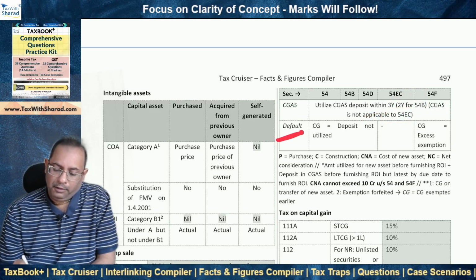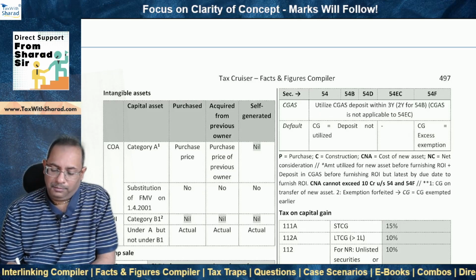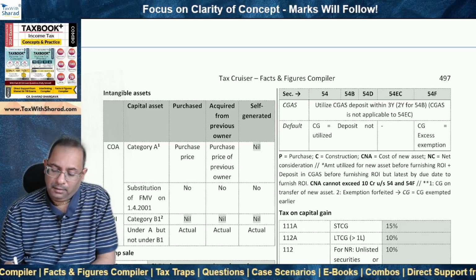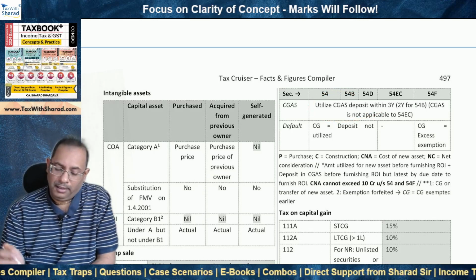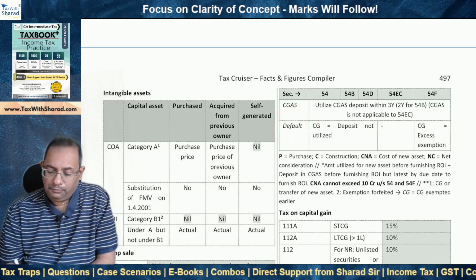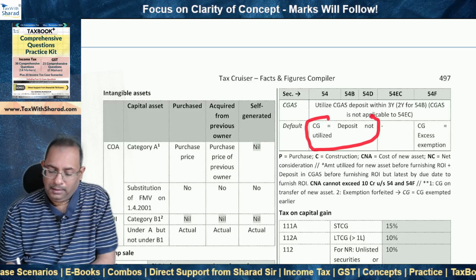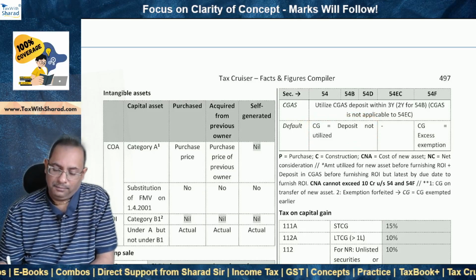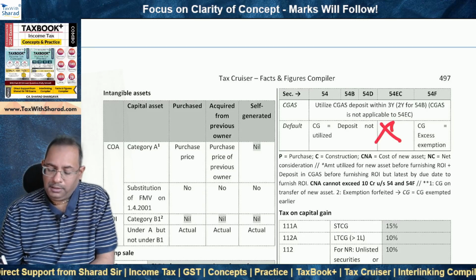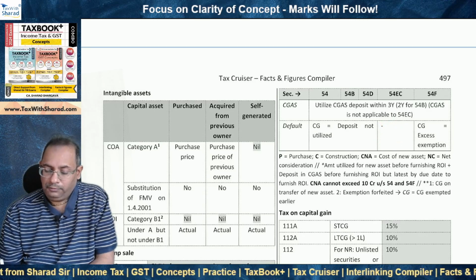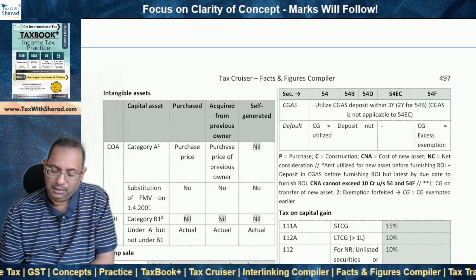Okay. In case of default, that means if the amount is not utilized for the purpose of acquiring new asset within this period, if it is not utilized at all or if it is misutilized, that means there is a default. In case of 54, 54B and 54D, capital gain arises, and that is equal to the deposit which is not utilized as per the provisions. In case of 54EC, CGAS is not applicable, so this is not relevant. In case of 54F, in case of default, capital gain arises, which is equal to the excess exemption which has been granted.